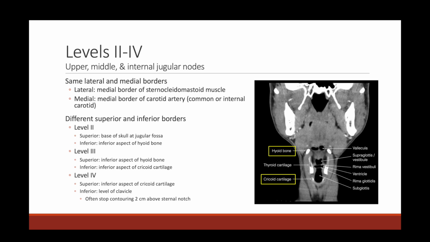And because the hyoid and the cricoid cartilage are such important landmarks to differentiate level 2 from level 3 and level 3 from level 4, we spent a little bit of time in part 1 of the anatomy lecture going through what those anatomical landmarks look like on a CT scan. So if you need to review that, I would refer you to part 1. And towards the end, we show some slices of a CT scan and point out what the hyoid bone looks like and what the cricoid cartilage looks like on a CT scan, because that is how you can identify these different lymph node levels.